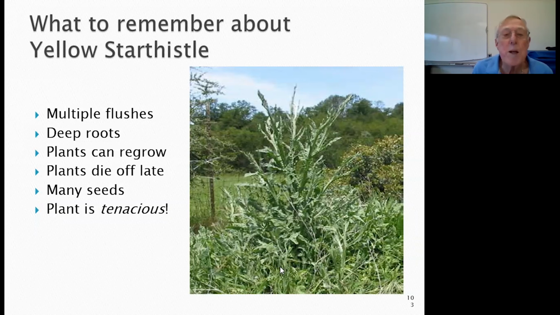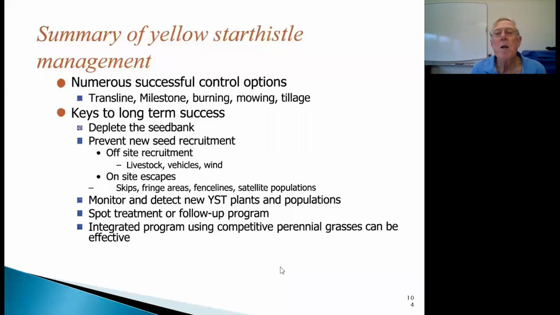So then what do I need to remember about yellow star thistle? Well, it has multiple flushes. It has deep roots. The plants can regrow. The plants die off late. They produce a lot of seeds, and the plant is tenacious. So what you can think about, there are numerous successful control options. You just need to find the one that's going to work, or the ones that are going to work for you. The key is long-term success.